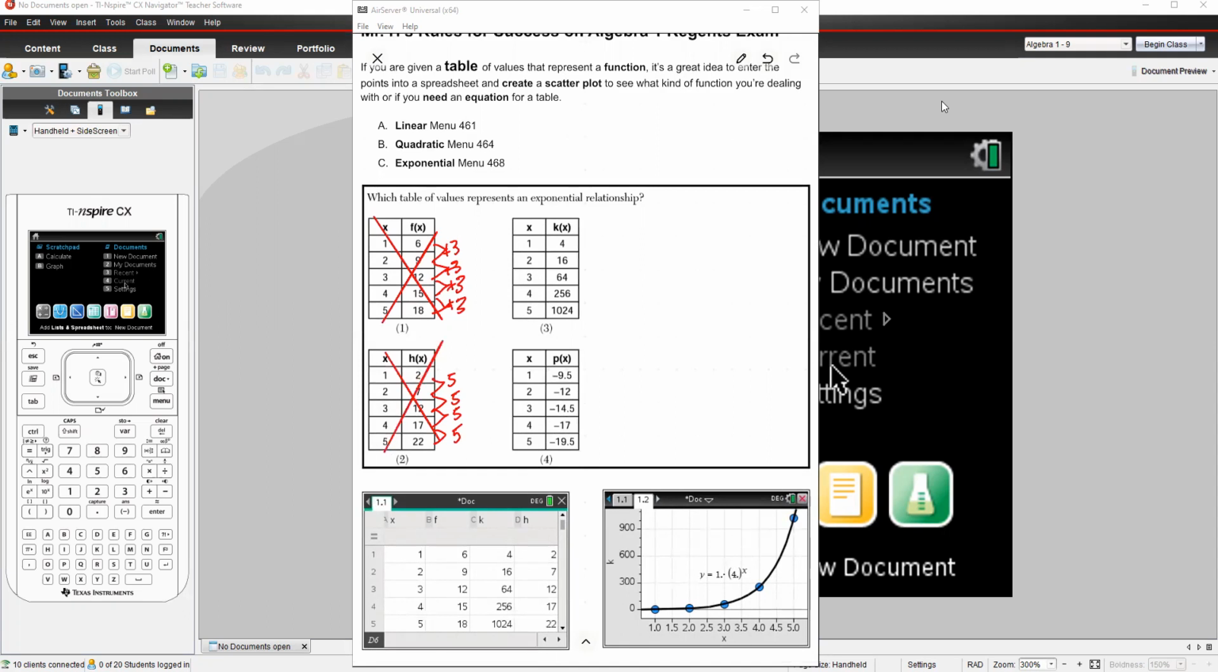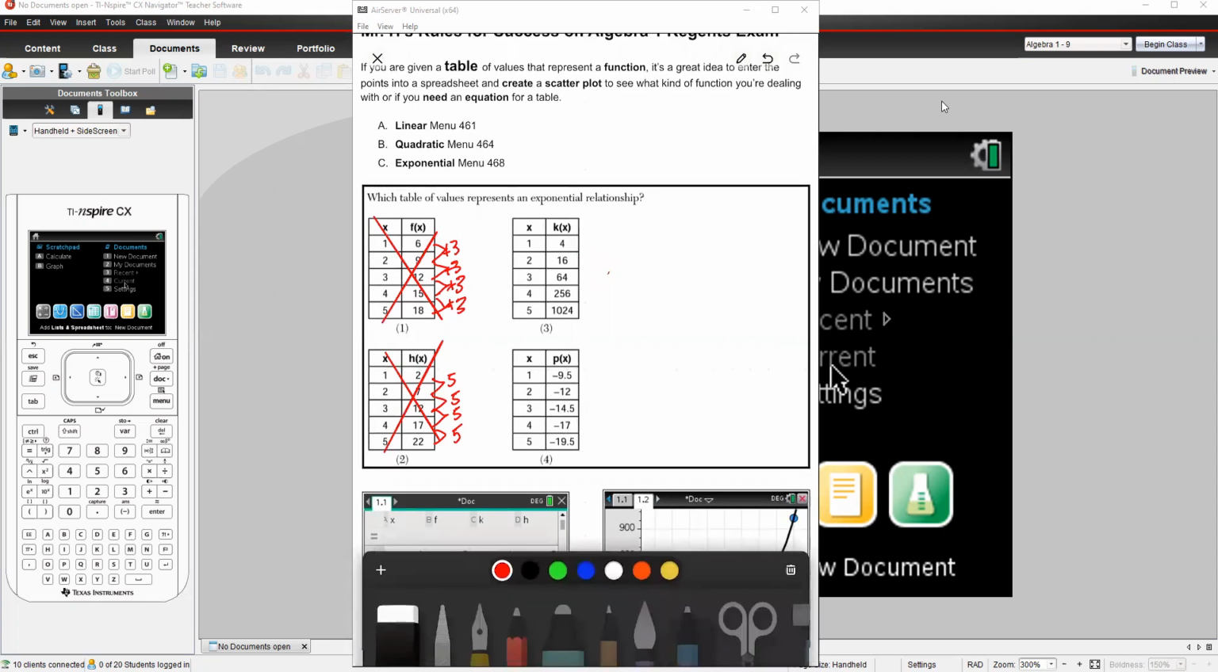Now, if we go over to the next one, what you'll see is 16 minus 4 is 12. 64 minus 16 is 48. So you would stop right there. You would stop and say, wait a minute, it's not linear. So now what you're going to do, if it's not linear, you should try dividing.